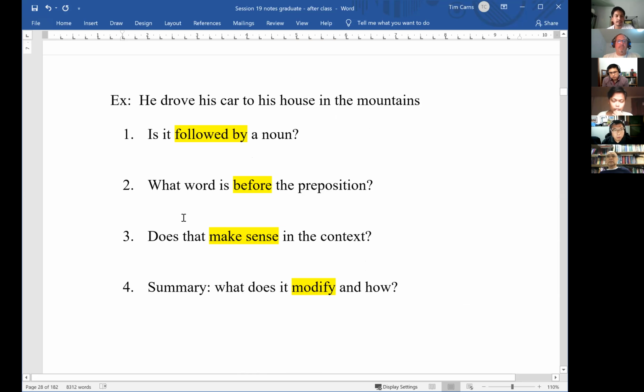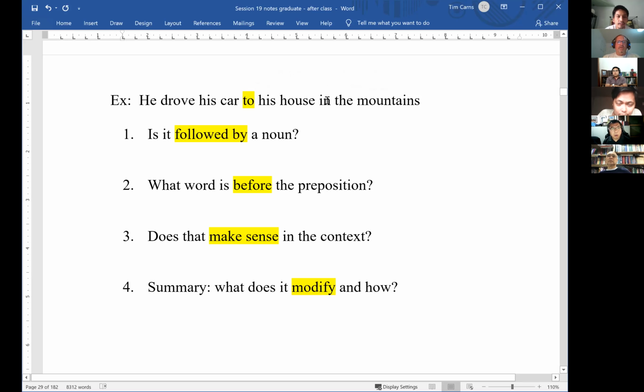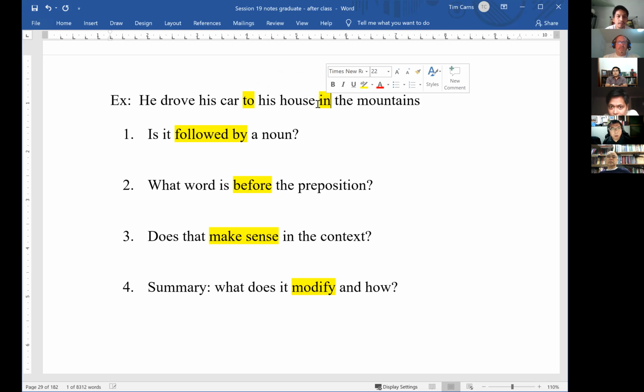Let's give Pastor Jason this one. He drove his car to his house in the mountains. So the preposition to, and then in. Okay, we got two of them here. So let's start on the first one.